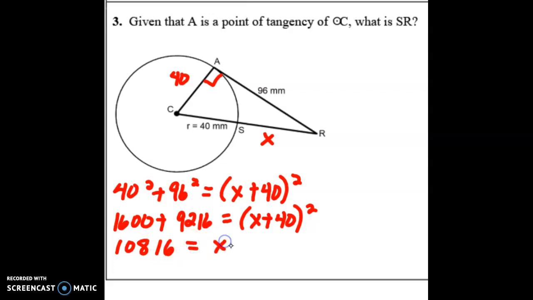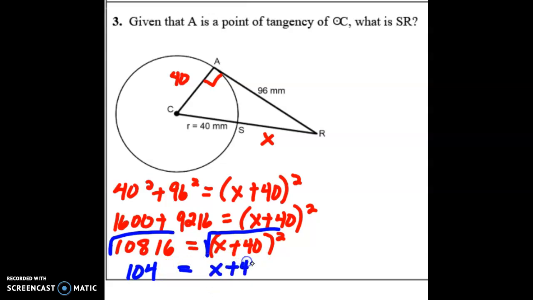And then to solve this, this is a quadratic. You're going to square root both sides. When we do put the square root in ourselves, we always think plus or minus, but because x is going to be a length of a segment, I'm not concerned with the negative part. This is going to be a big number, and if it was negative 104, I would have a negative x value, so I'm going to disregard that right now. And then I would subtract 40 from both sides, and I get the answer of 64.